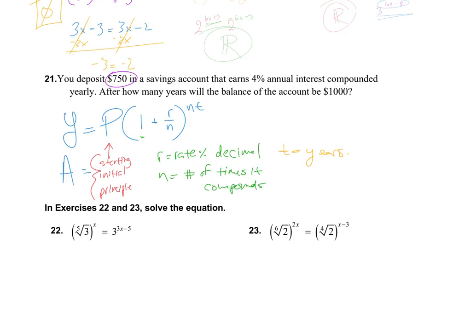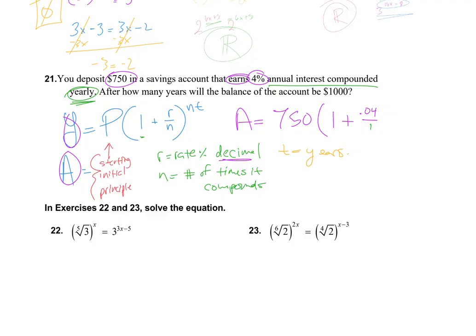You deposit $750. Well, in my account, Y or A, doesn't matter, is $750. That is ugly. Let's try again. $750. That's not much better, but here we go. 1 plus it earns, so that's good, positive, 4%. I'm going to go ahead and change that to a decimal, because I said we wanted that, 0.04, and it's going to compound yearly. Annual interest compounded yearly.